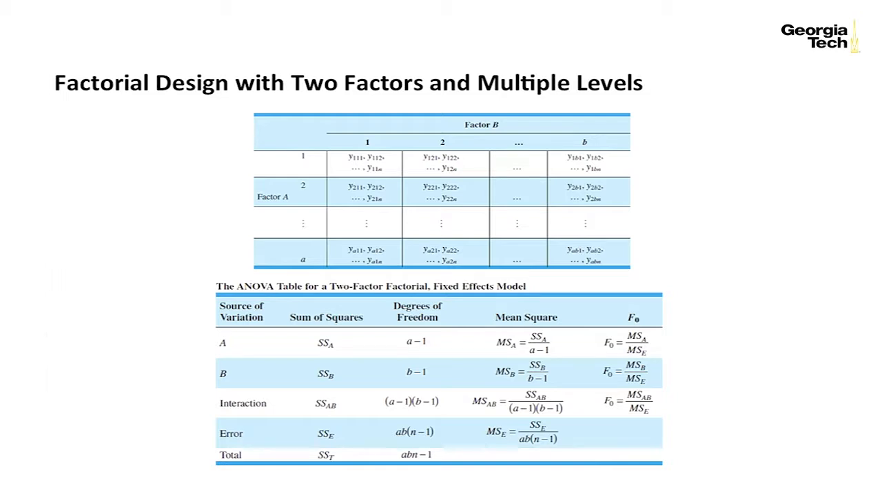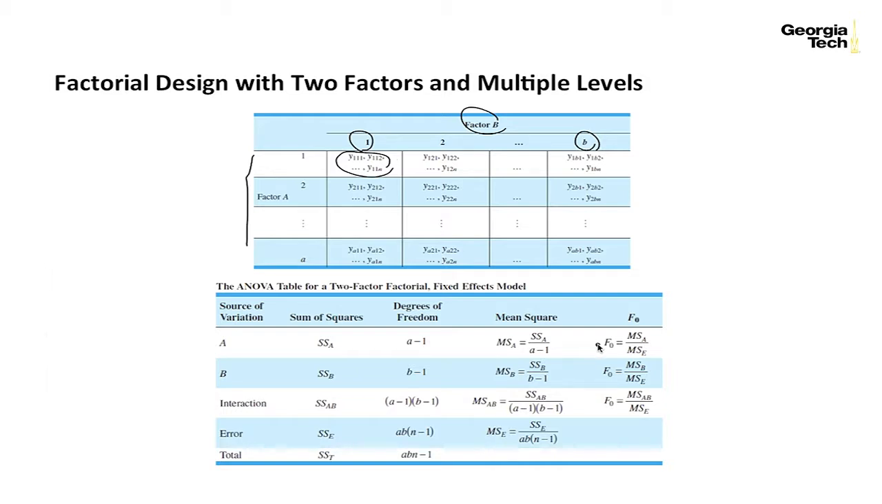For example, let's say factor A at a levels, 1 to a, and factor B at b levels, 1 to b here. What we do is try to run some experiments randomly for each cell, with some replication. As you can see, this n is the replication, and we can have a two-way ANOVA with interaction to see if factor A and factor B are significant or not.